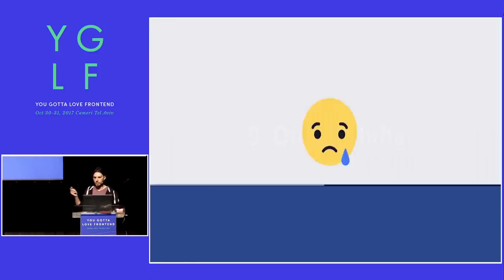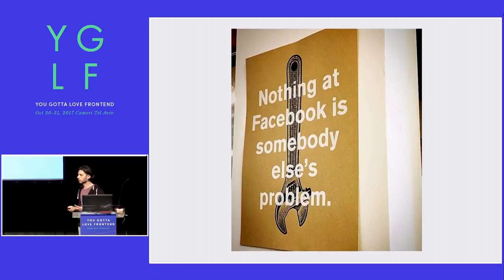So for instance, let's say I find a bug on the reaction feature. I can post about it in the reactions feedback group and let them know, but if this is something critical, and nothing at Facebook is somebody else's problem, then I can actually use a tool to see if someone already reported it. I can see who's the on-call for that specific feature at that time, and I can instant message him and see if he's available. If not, I can assign a severe task, and I know exactly who to assign it to, because someone is on call on that team.